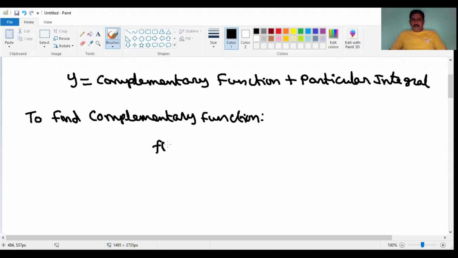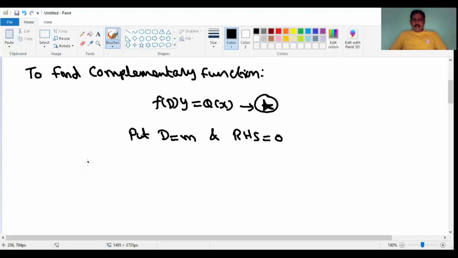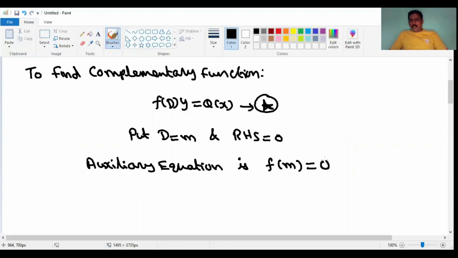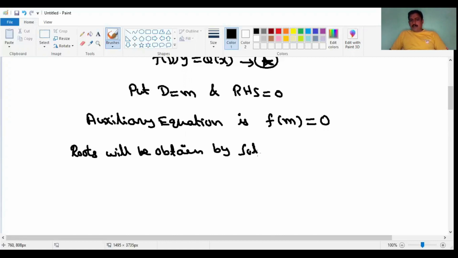We are going to see how to find complementary function. So take the given equation as star, and here put D equal to m, and where RHS equal to 0, to get your auxiliary equation. Auxiliary equation can be written as: put D equal to m in that and make your right hand side term as 0. So this is called auxiliary equation. Roots will be obtained by solving f of m equal to 0 equation. Based on the roots, we will have the following cases.